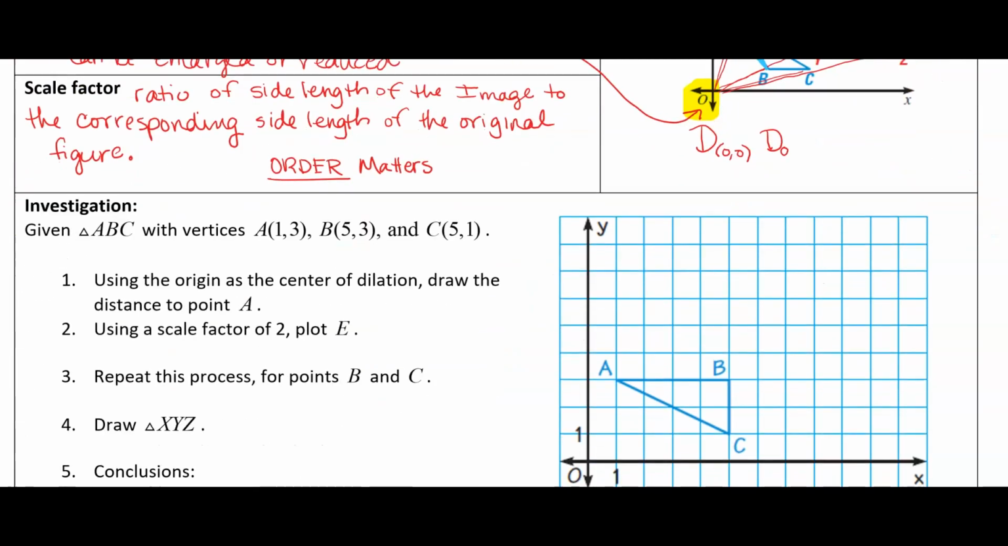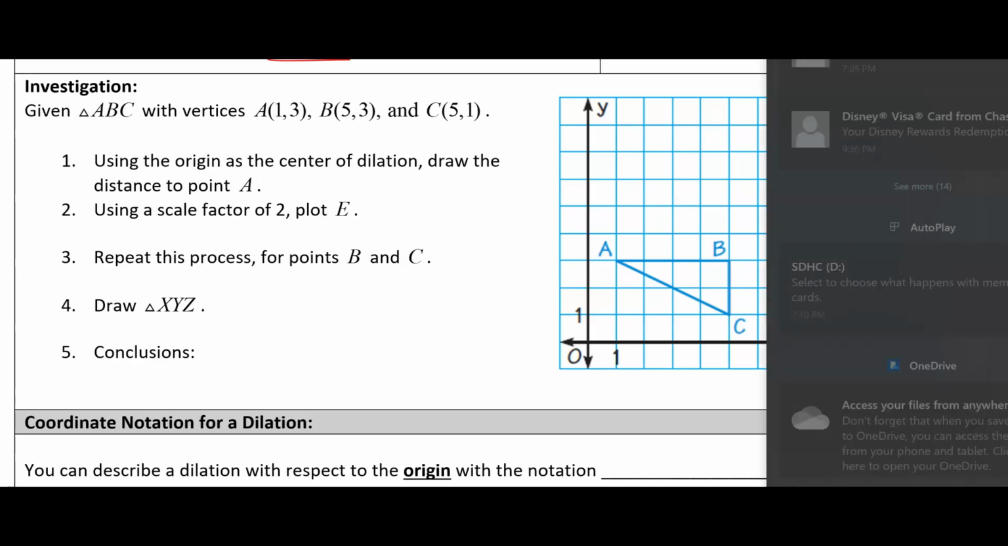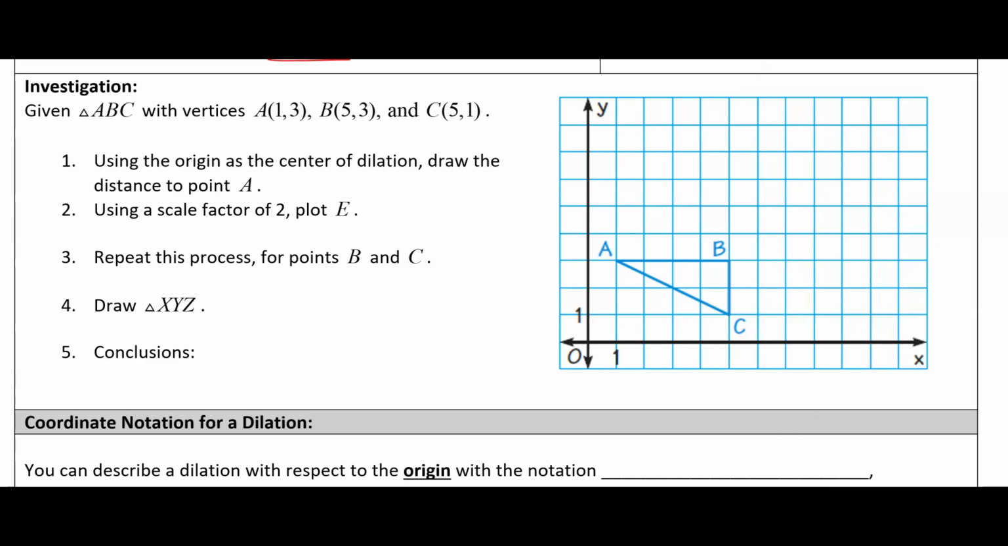Now, let's go down here and let's do this investigation together. I have given you a triangle ABC with vertices of A, B, and C. I have already graphed this for us. Now, number 1 says, using the origin as the center of dilation, draw the distance to point A. So what it wants us to do here is take the origin and draw up to A. So we're going to go from there to there.